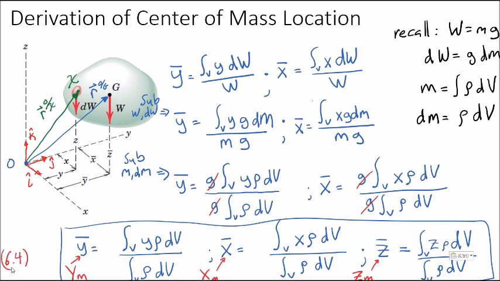In your textbook in 6.14, y bar is referred to as ym, which is the location of the center of mass in the y direction. x bar is referred to as xm, and z bar is referred to as zm.